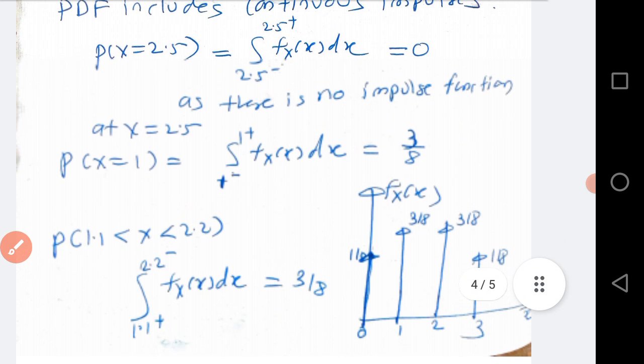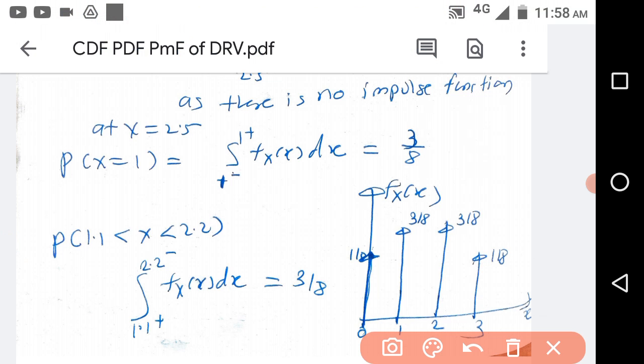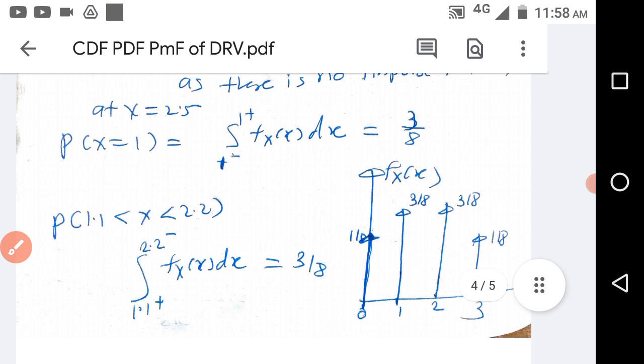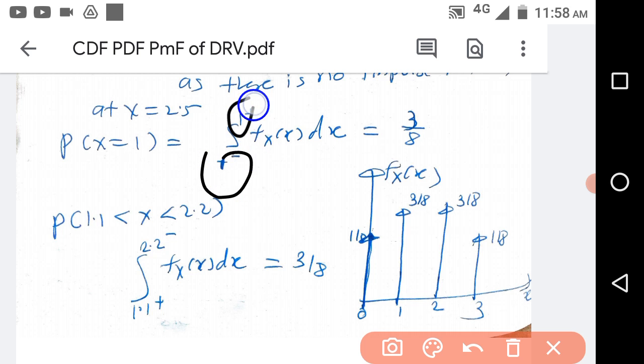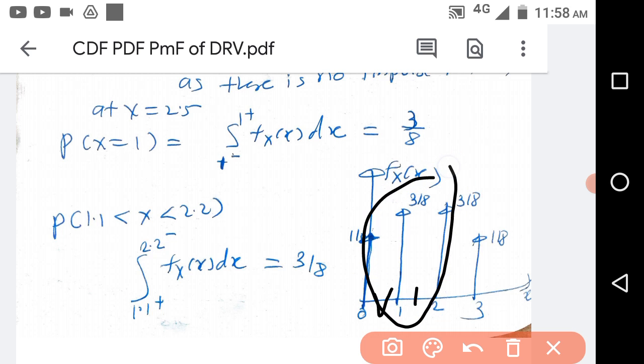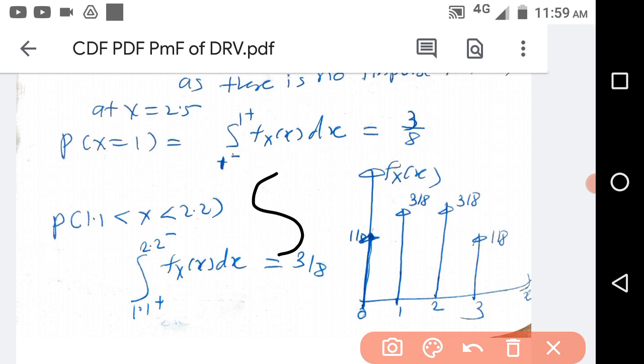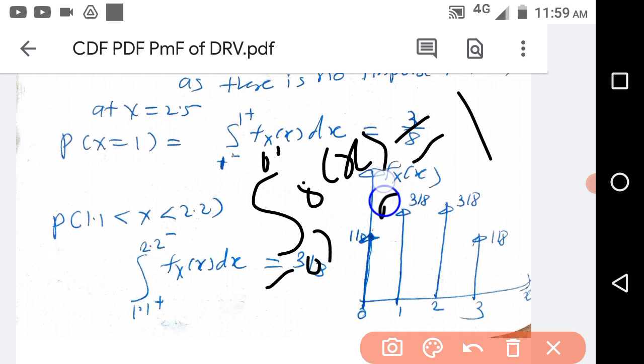The purpose of plotting this is to see the probabilities. So let us see what is the probability at x equal to 1. The probability at x equal to 1 is the integral from 1 minus to 1 plus of fX(x) dx. Probability is calculated by integrating the PDF graph. So 1 minus is somewhere here and 1 plus is here. It contains the continuous impulse function with amplitude 3 by 8, and we know that the integration of the continuous impulse function delta(x) from minus infinity to infinity is equal to 1.